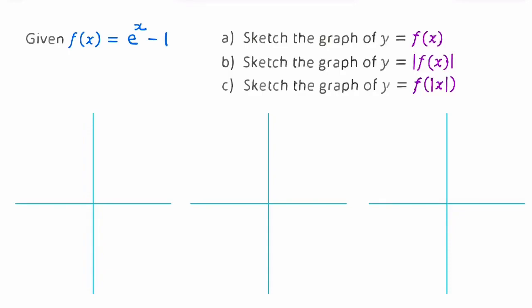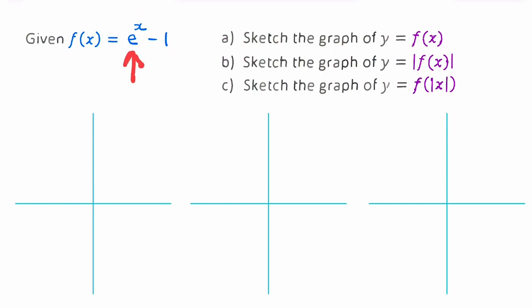Here we're given a function f of x, and it's an exponential function, and we're asked to sketch it and then sketch two variations of the modulus function. So either both the modulus of f of x and f of the modulus of x. So let's start by sketching this.